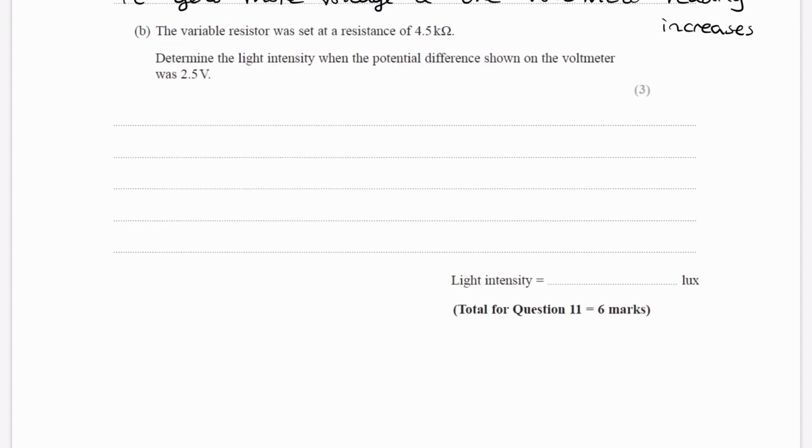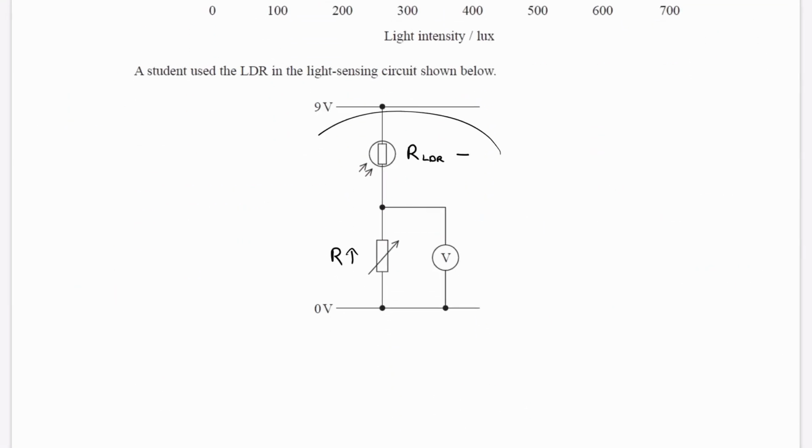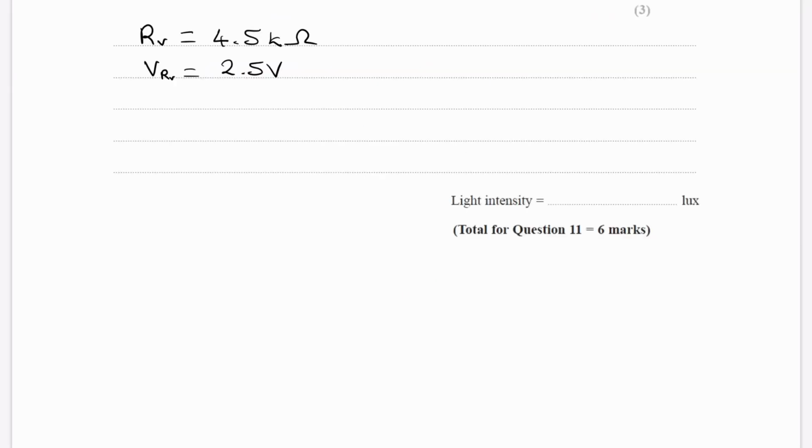So on to part B. The variable resistor is set at a resistance of 4.5 kilo ohms, and we're trying to determine the light intensity when the potential difference is 2.5 volts. So the voltage across the variable resistor is 2.5 volts. Because these 2 components are in series and they get 9 volts, the voltage across the LDR must be 6.5 volts, as the 2 voltages add up to make 9 volts.